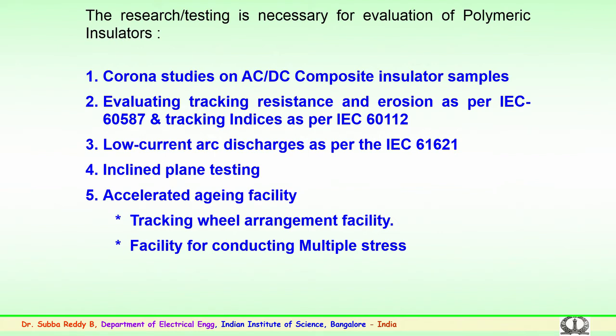There is further the tracking resistance and erosion, which is mentioned in IEC 60587 and IEC 60112 on tracking index, and is also important. The performance of this material as per these standards will evaluate the material and helps us to know the actual tracking resistance, and how deep the erosion happens in the case of the insulator in service.